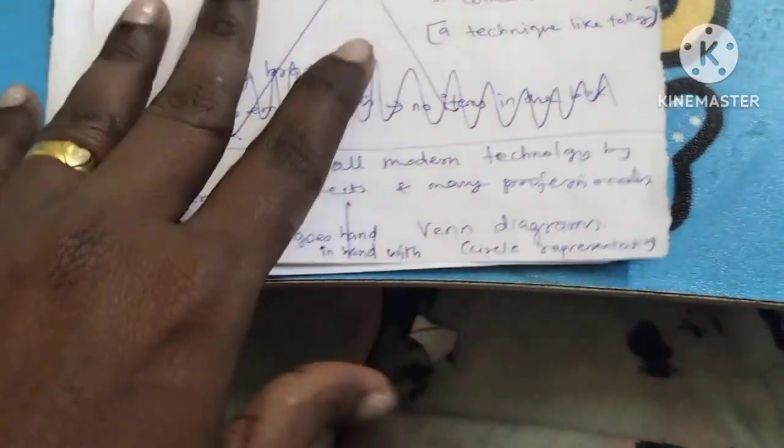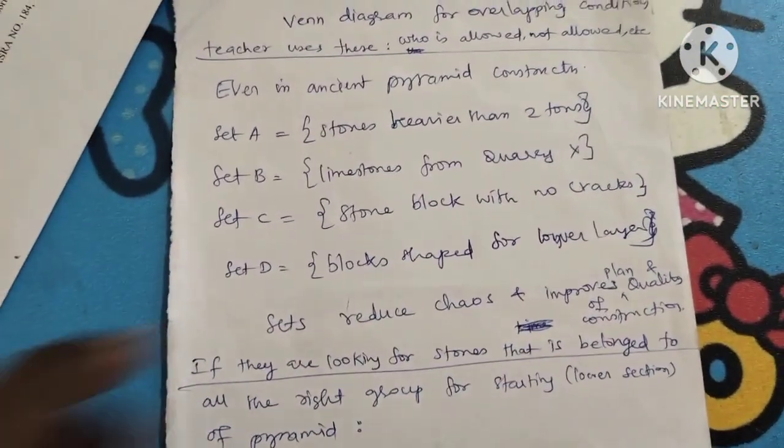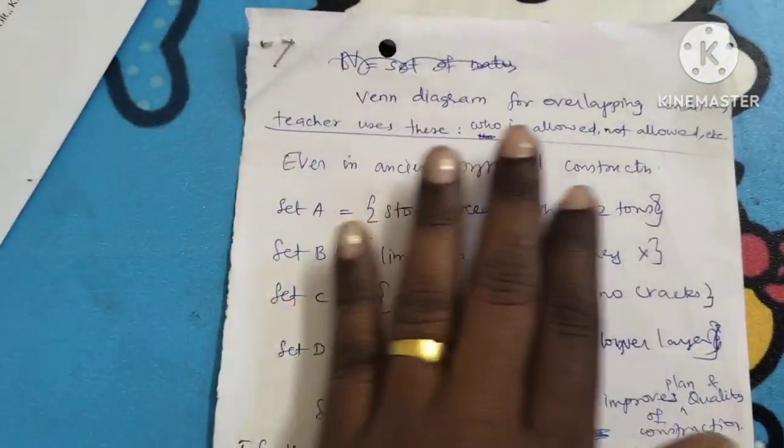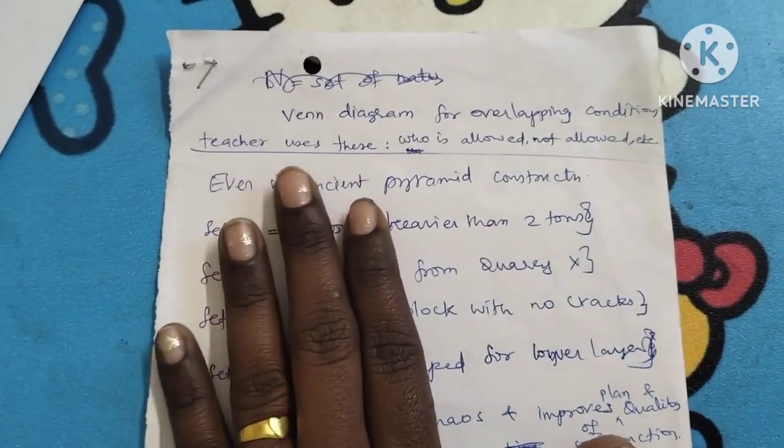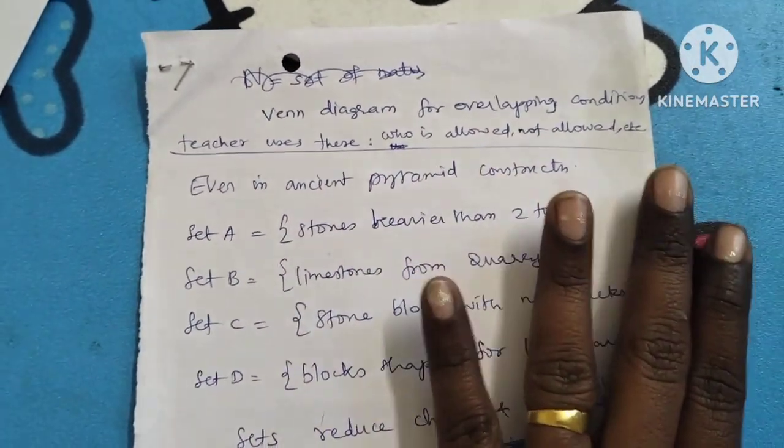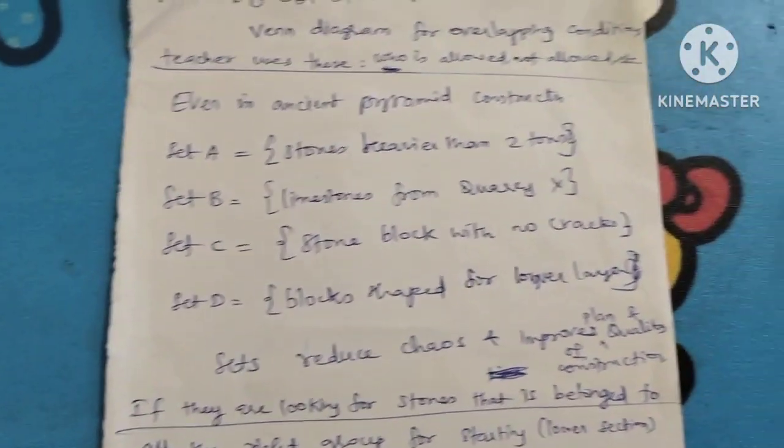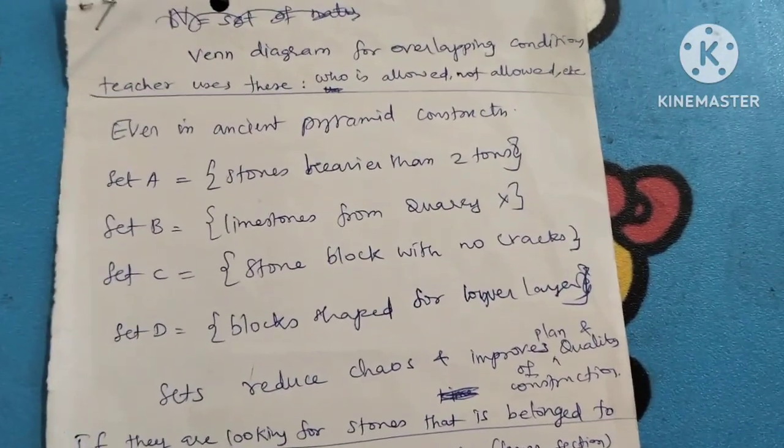It is a circle representation. So basically this Venn diagram is an overlapping condition. When a teacher wants to show who is allowed and who is not allowed, they use a Venn diagram. Even in the ancient period, they used it in pyramid constructions.